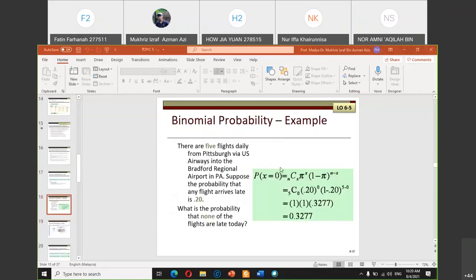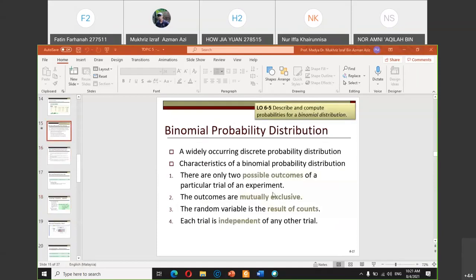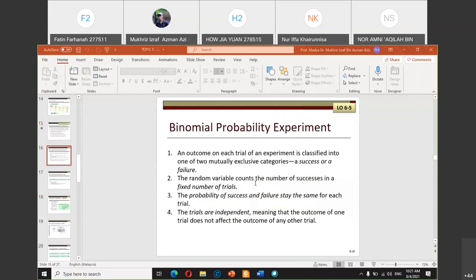So this is the first example from the slide. There are 5 flights from point A to point B. Suppose that the probability that any flight arrives late is 0.2. Just now we mentioned that whenever you want to do a binomial probability experiment, the event is categorized into 2: success or failure.